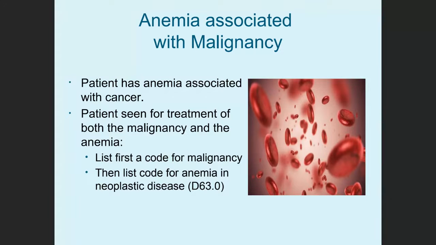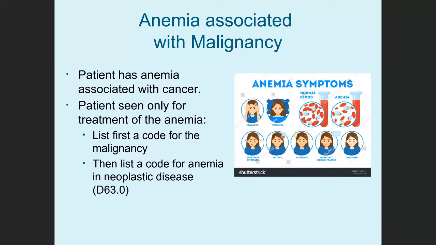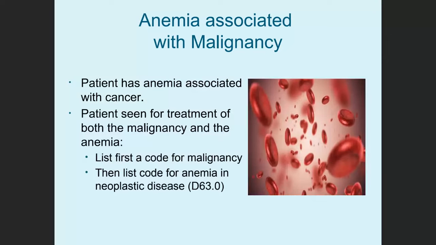Sometimes the patient has anemia associated with their cancer, but during the visit, both the anemia and the malignancy are treated. That's a little bit different. In this case, list first a code for the malignancy and then a code for anemia in neoplastic disease. Note this is the same sequencing as in the previous circumstances: malignancy and then anemia in neoplastic disease. So far we're fairly straightforward.